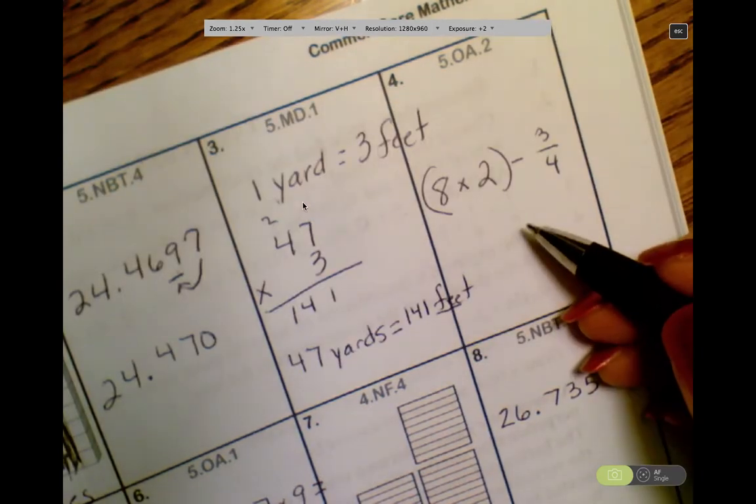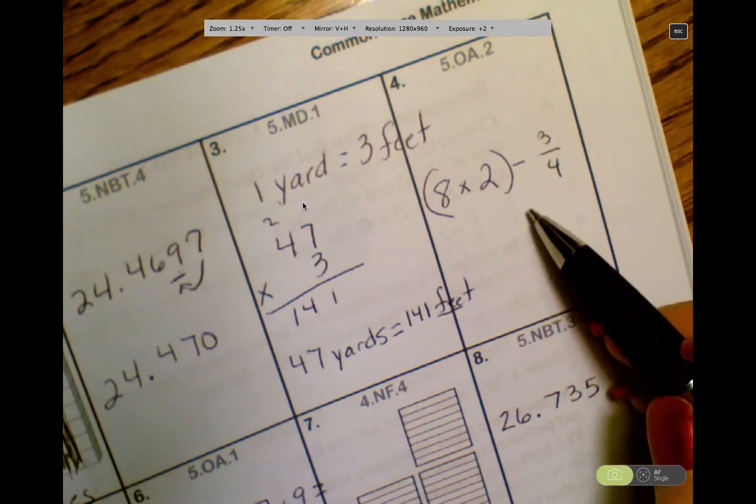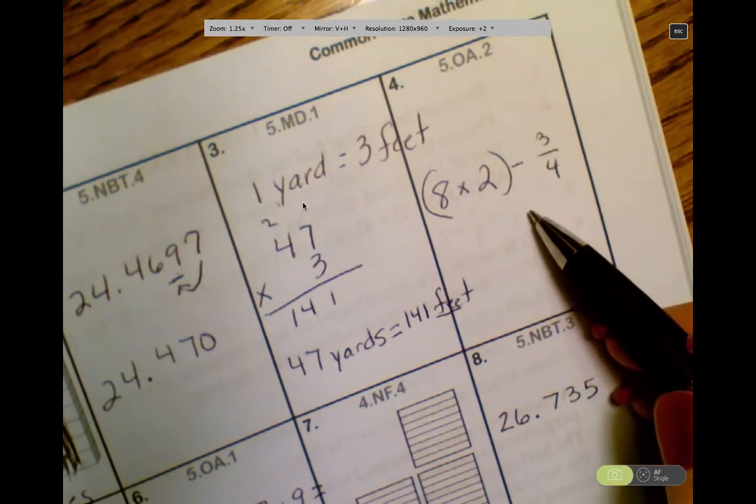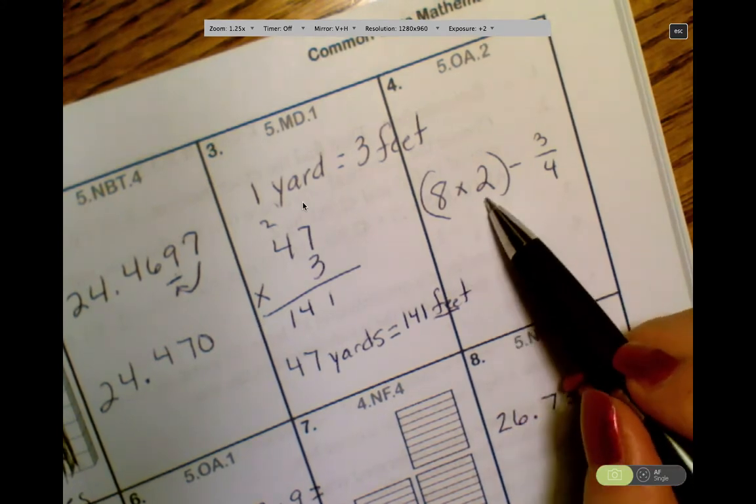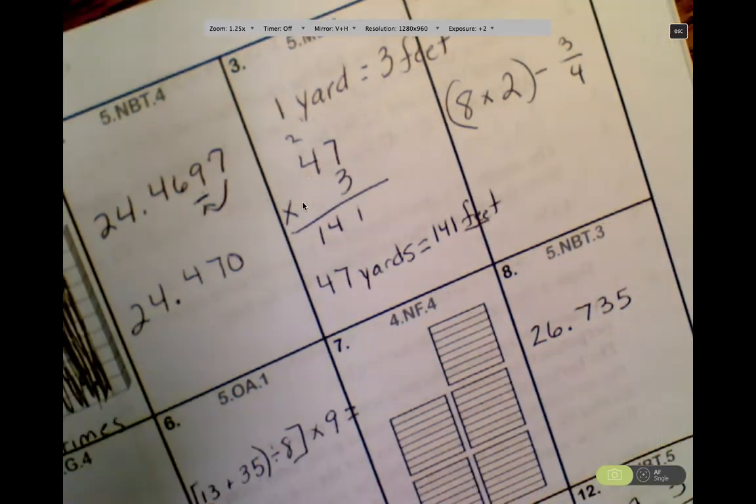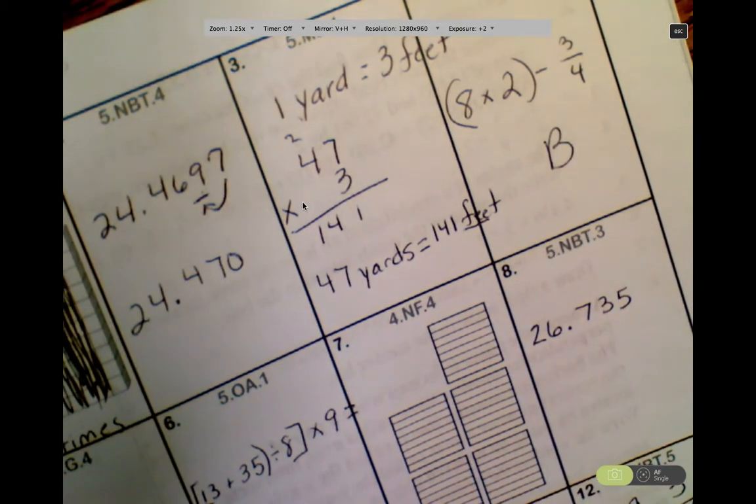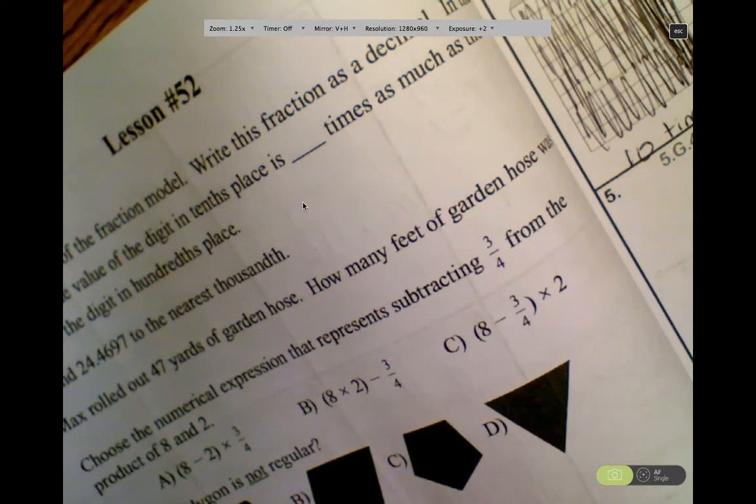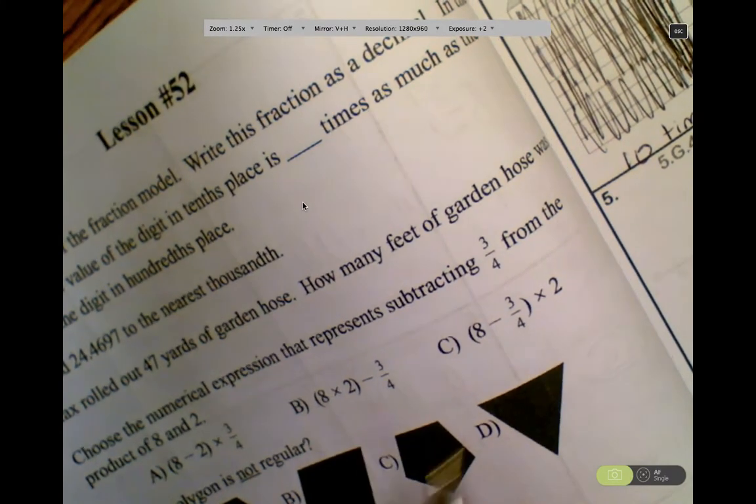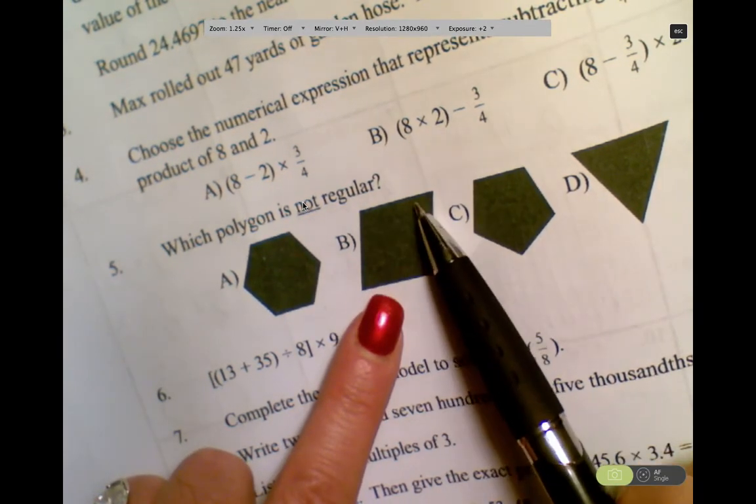All right, number 4. Choose the numerical expression that represents subtracting 3/4 from the product of 8 and 2. 8 times 2, that's a product. And then I'm going to subtract 3/4 from it. So that has to be B. All right, which is not regular? Well, I'm looking at the one that is not regular, and it must be B because these angles are not the same.